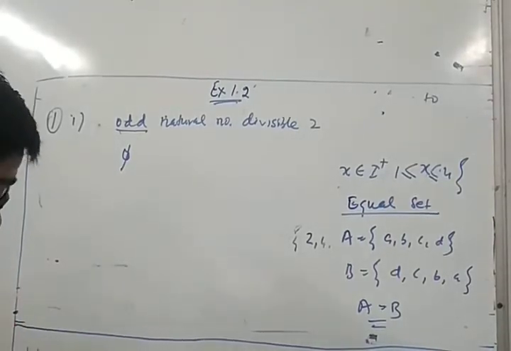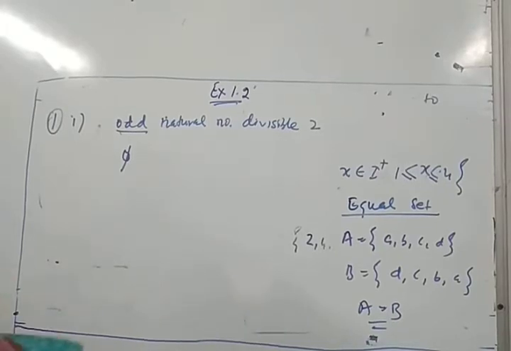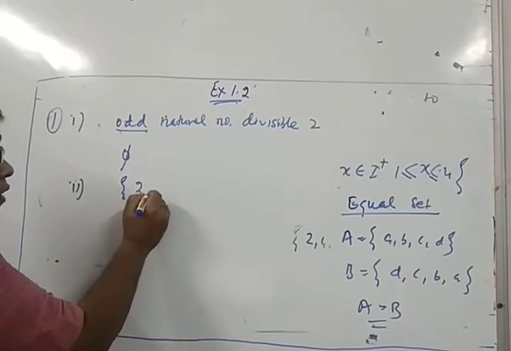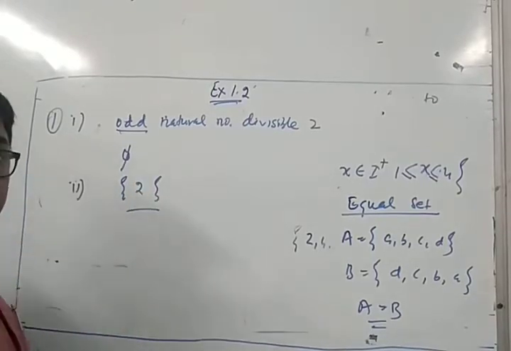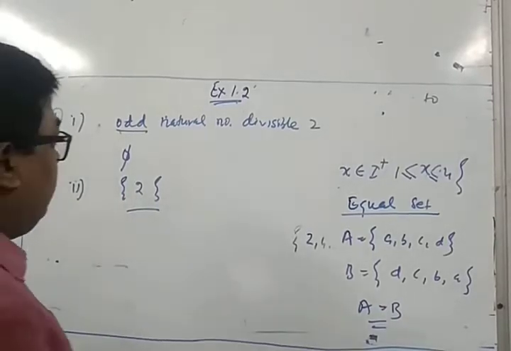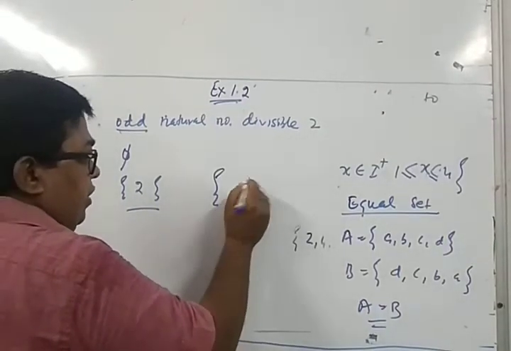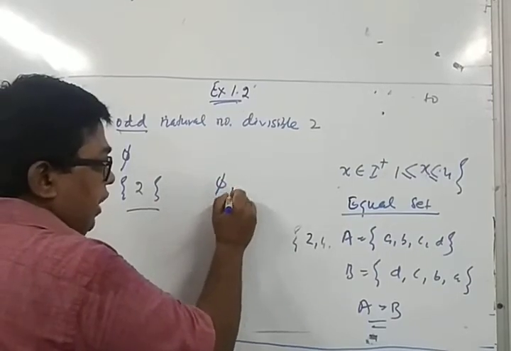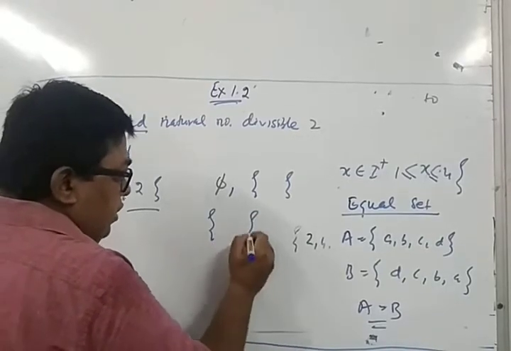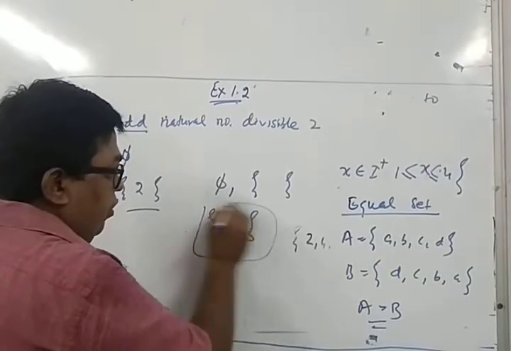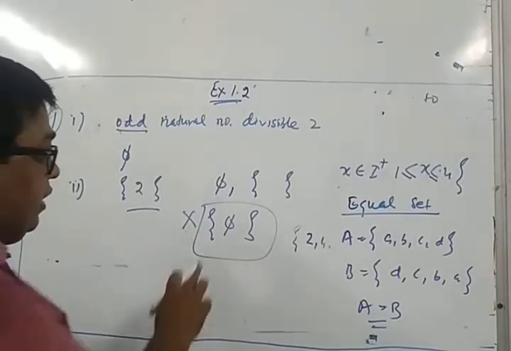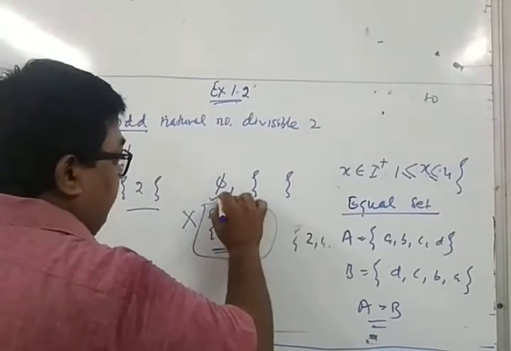Second, the set of even prime numbers. Yes, we have only one even prime number, that is 2, so it is not null. It has 1 element. One more thing I want to tell you. What is the empty set? Empty set I represent like this or this. If anybody represents it like this with 5 inside, is it an empty set? No, it is not an empty set because here 5 is working as an element. This is not an empty set. This is an empty set.